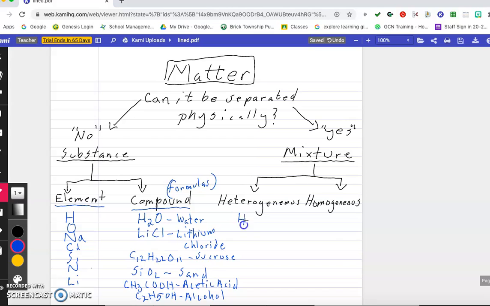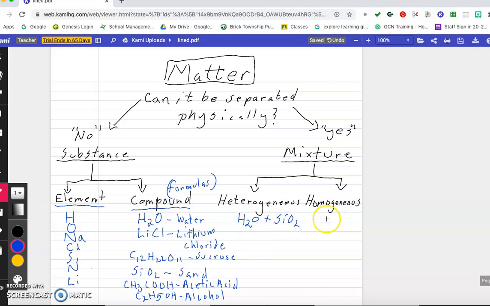It would be something like water and sand, SiO2. The two of them are completely different phases. They do not mix. You can see each one of them in a beaker. You can see the water and you can see the sand.